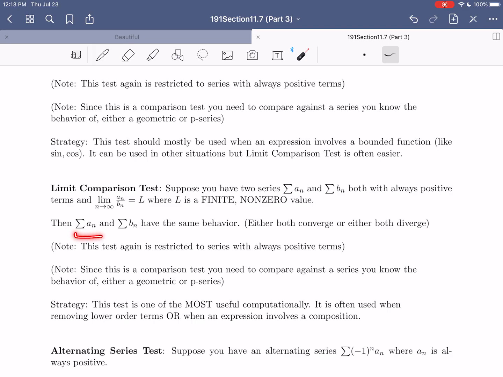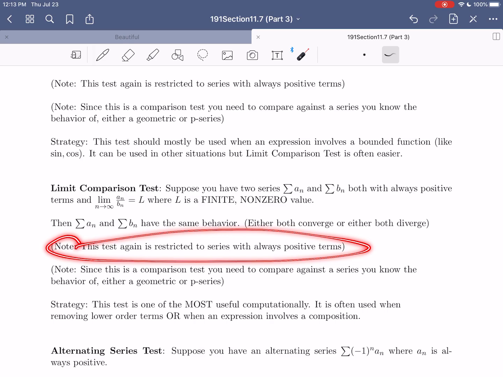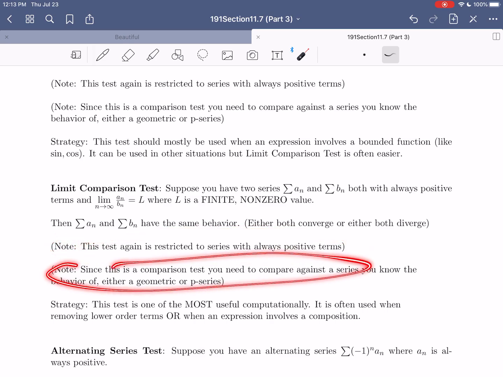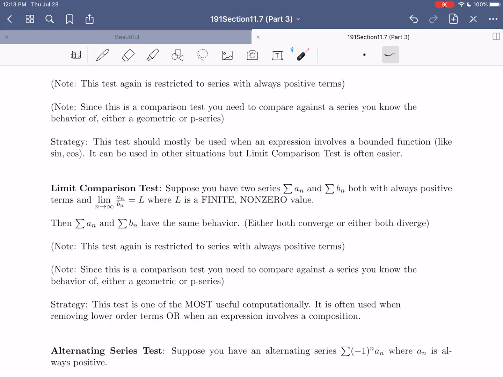Then, if that is true, then these two series have the same behavior, meaning that they either both converge or they both diverge. Once again, this is restricted to series with always positive terms. Also, keep in mind, this is another comparison test, so you would only use this when you're going to compare against a series you know the behavior of, so either something geometric or p-series.